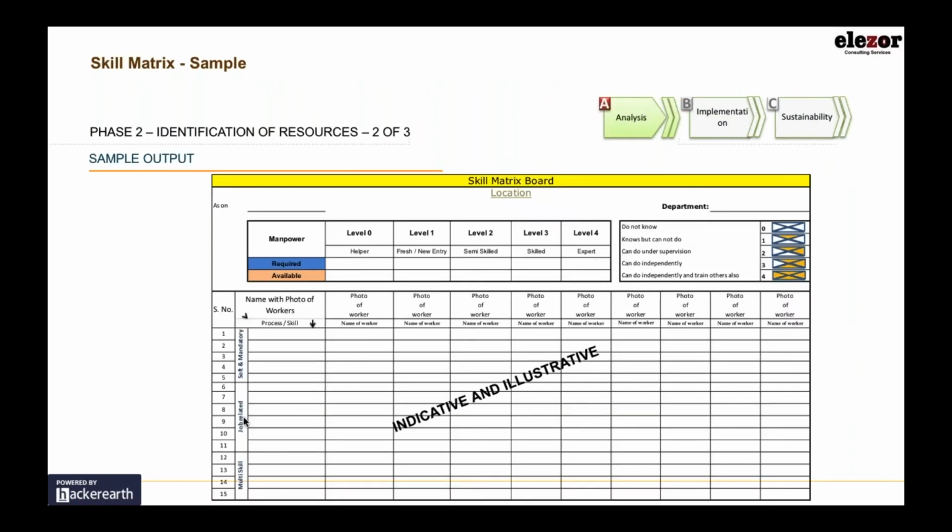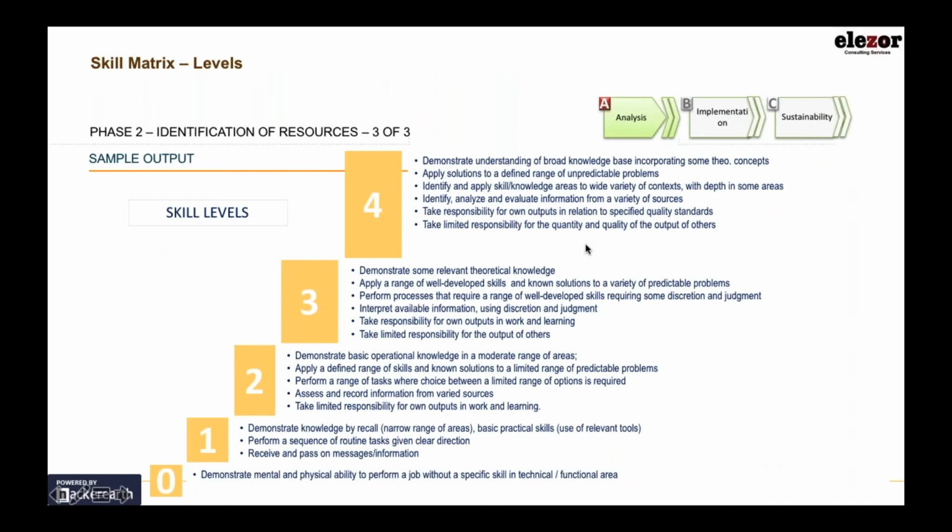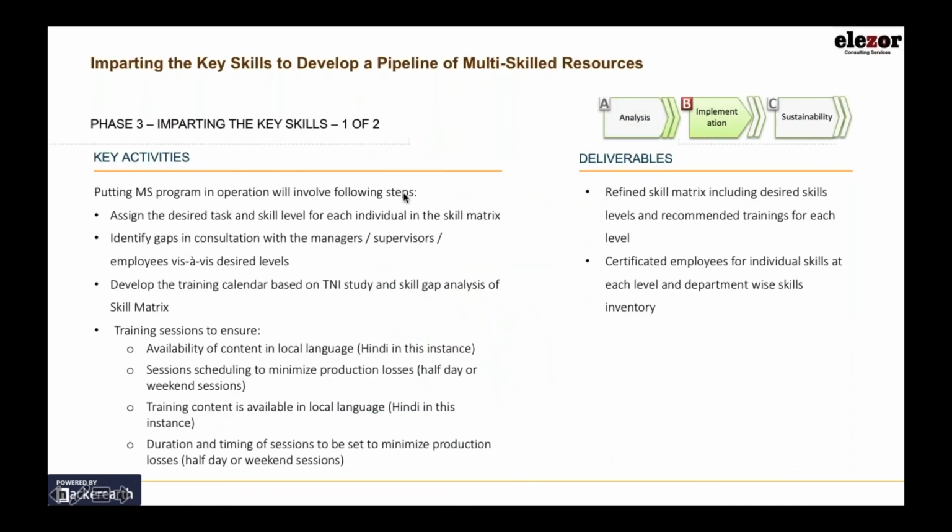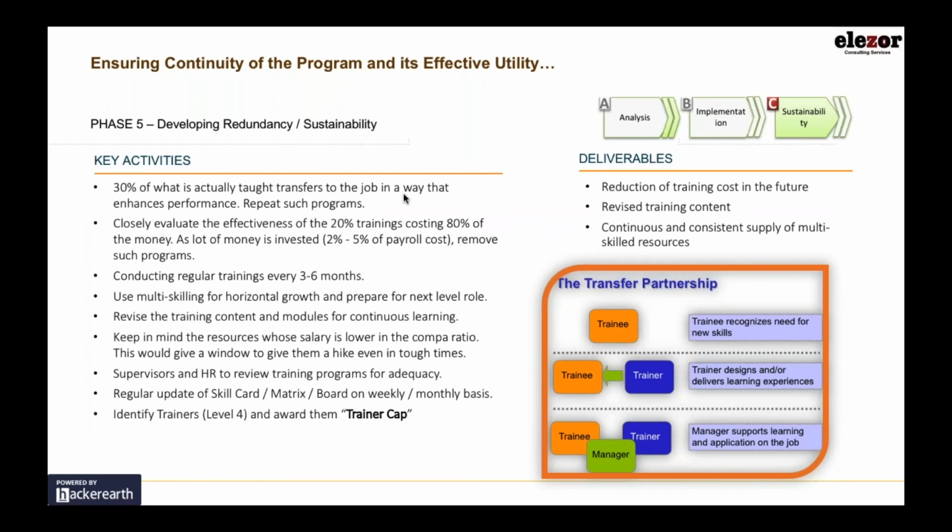level 4 of your skill metrics here, these are the people who will become trainers for your future trainees. So identify those who are good at communication, good at writing content, good at the knowledge of the content, and award them a trainer cap so that they are motivated. So it's a whole transfer partnership program, wherein the trainee gets trained by the trainer, and the trainer, the trainee, and the manager become a team together to do the job and apply the learnings on the job. So it's a total transfer partnership program.